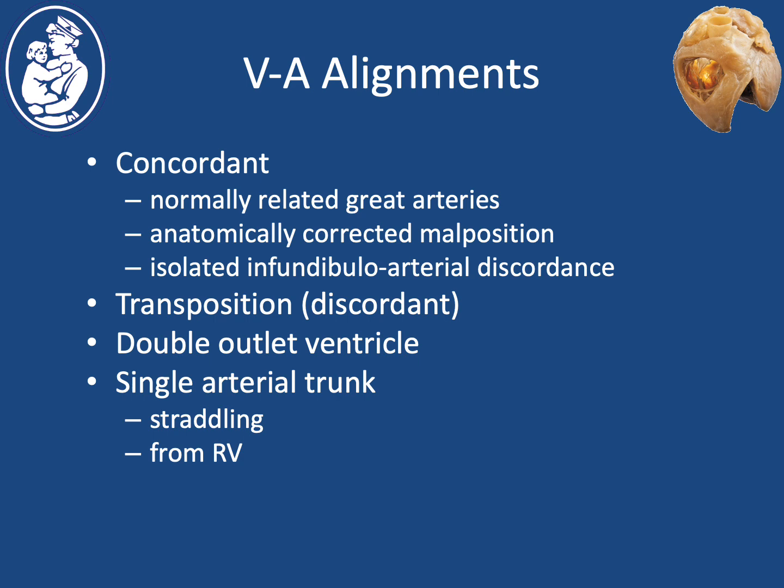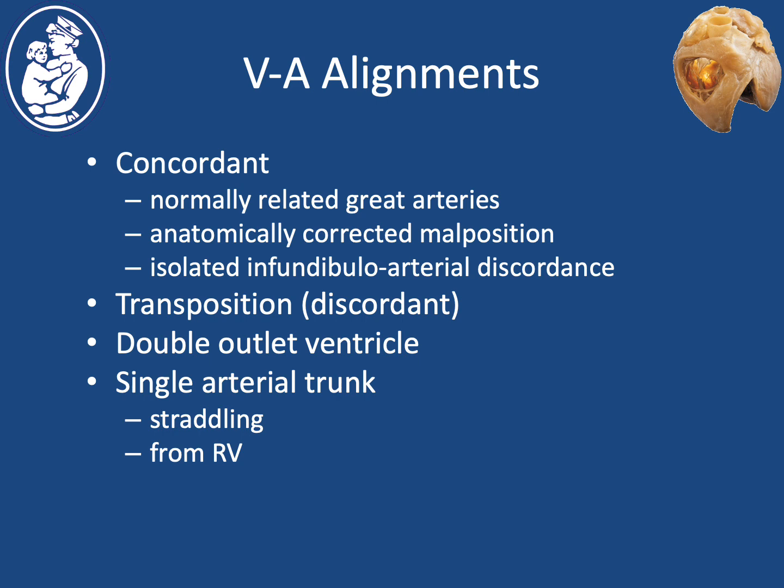Transposition or discordant ventriculo-arterial alignment indicates just the opposite. That is, that the right ventricle is aligned with the aorta, or ejects into the aorta, and the left ventricle into the pulmonary artery.